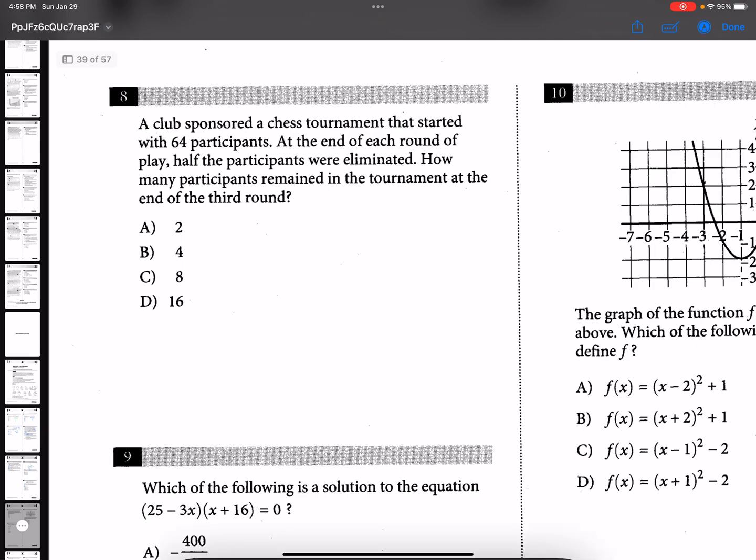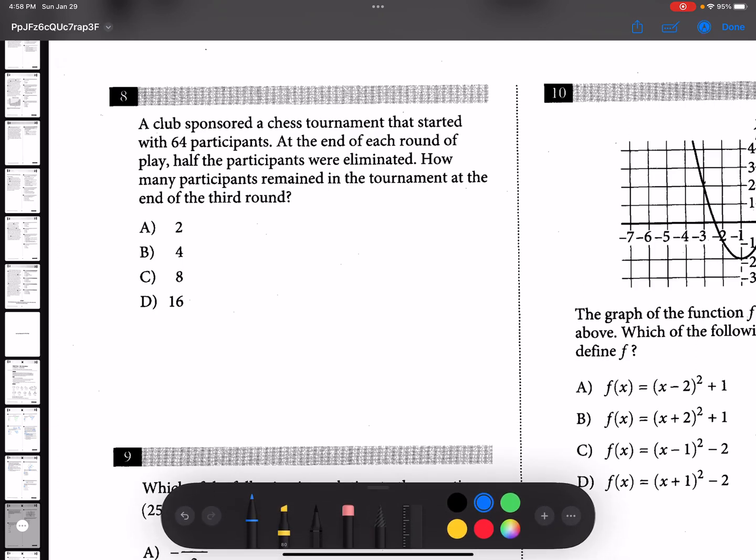Okay, 8. A club sponsored a chess tournament that started with 64 participants. At the end of each round of play, half the participants were eliminated. How many participants remain in the tournament at the end of the third round? So we start off with 64 participants. At the end of the first round, we have 32. At the second round, we have 16. And at the end of the third round, we have 8 left, because 16 times a half is equal to 8. So that means our answer is C.